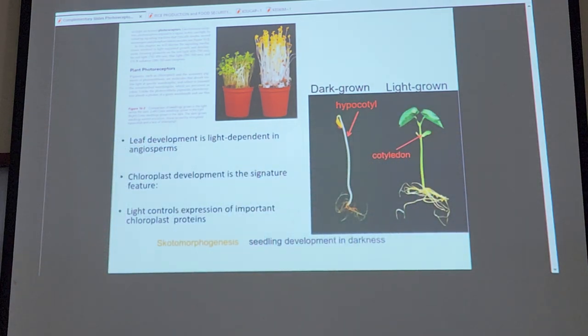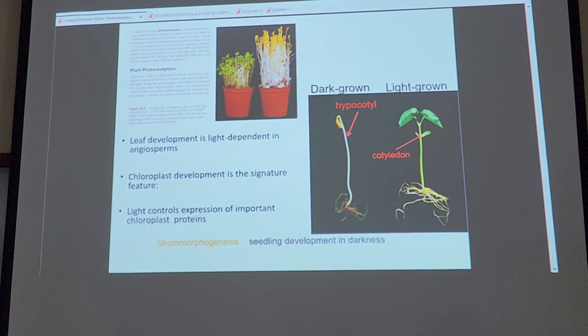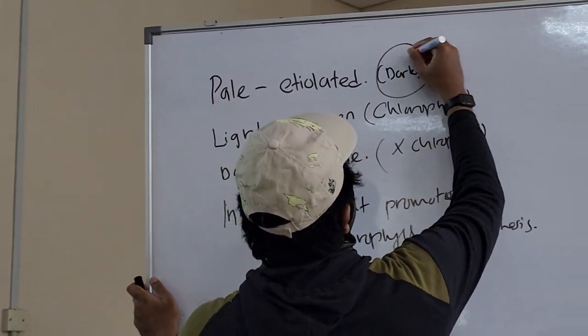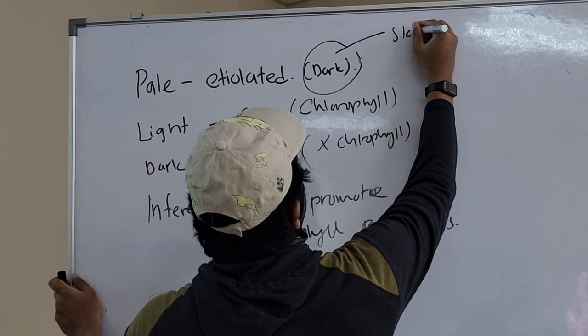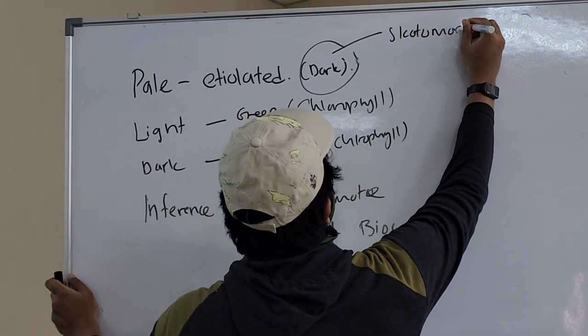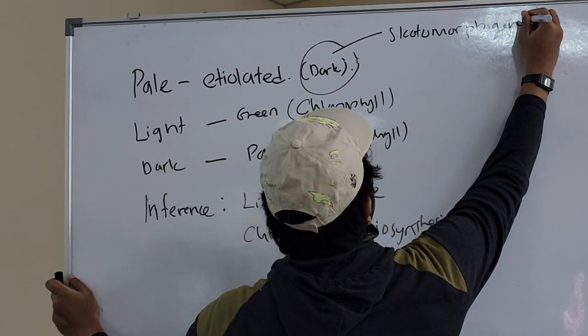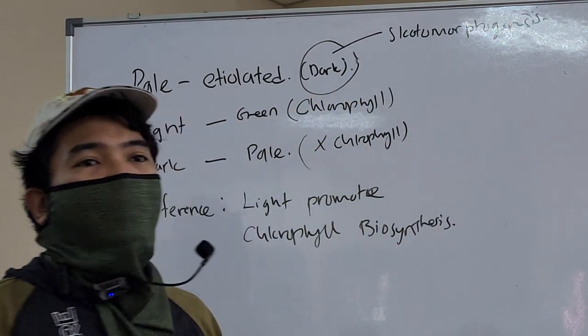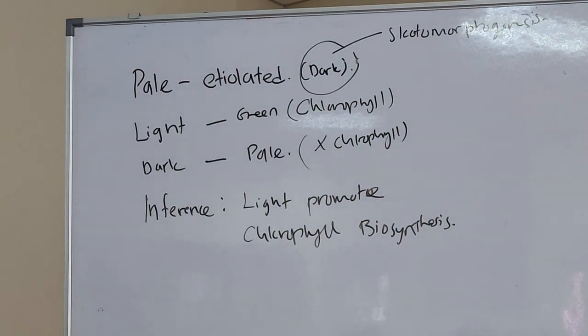So this thing, when the seedlings experience this, growing in the dark, there is a special word for it. We call it scotomorphogenesis. Scoto means dark. Right?